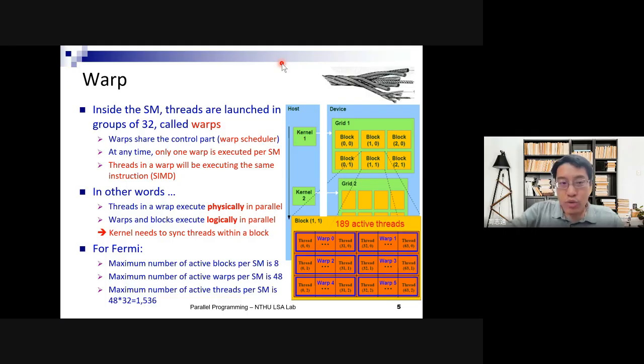Because they may run on different streaming processors, there's no global synchronization across those streaming processors. So it's important to know whether your threads are within the warp or not, because a warp is the basic execution unit on the GPU. So almost all the optimization and execution decisions are made in the unit of warp.